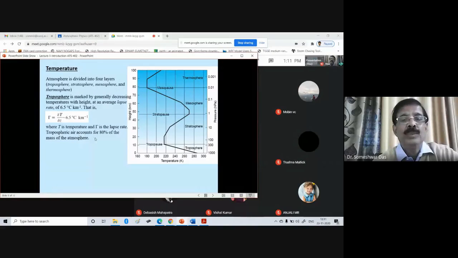Tropospheric air accounts for about 80% of the mass of the atmosphere. That means the maximum mass of the atmosphere is confined within this layer only. 80% of the total mass of the atmosphere.